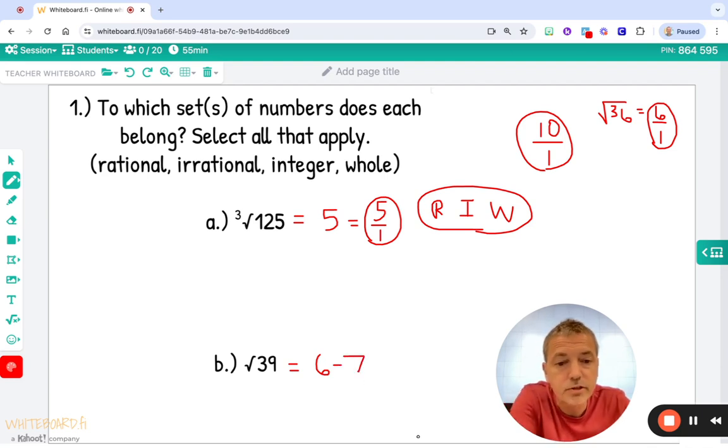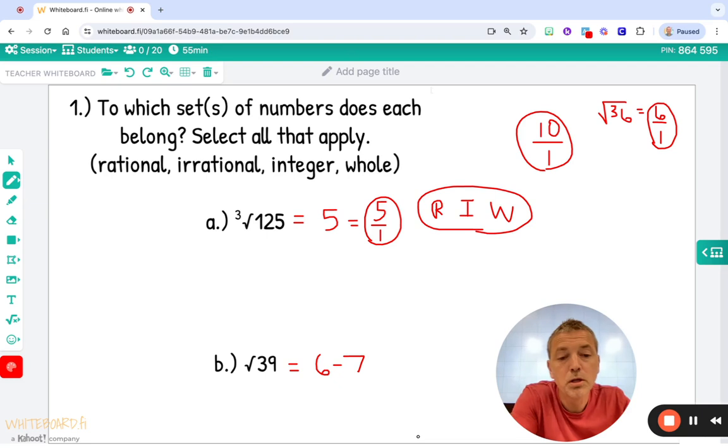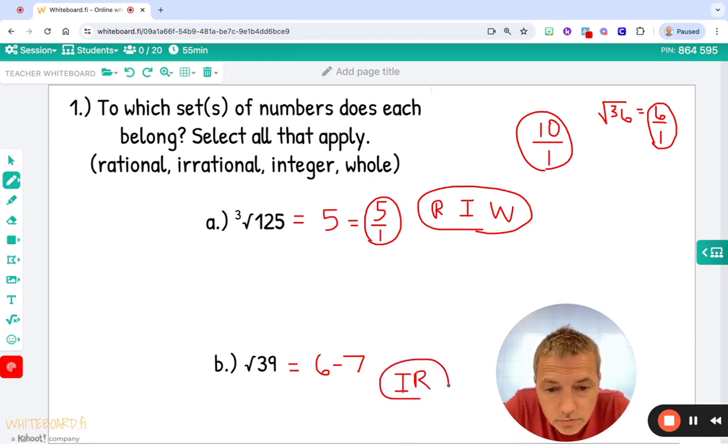So I need my calculator for this. If I do the square root of 39, I get 6.244997998. If my calculator was longer, it would keep going on forever. And there is no pattern in this, right? So since it's a decimal that goes on forever with no pattern, we're going to say it is irrational. It cannot be written as a ratio of two integers.